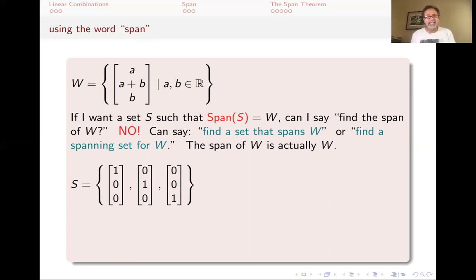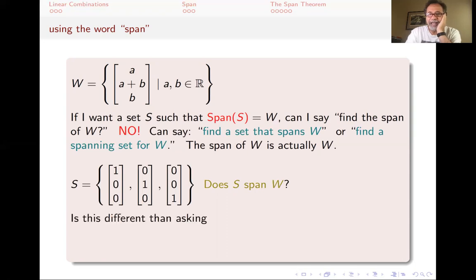Here's another related question. The set S has (1, 0, 0), (0, 1, 0), (0, 0, 1). And I might want to ask you, does S span W? And is this different than asking, is span of S equal to W? Are these two the same or different? Sometimes students say that span of S isn't W, span of S is R3, and that is correct, because from S you can actually get everything in R3, not just W, but everything.